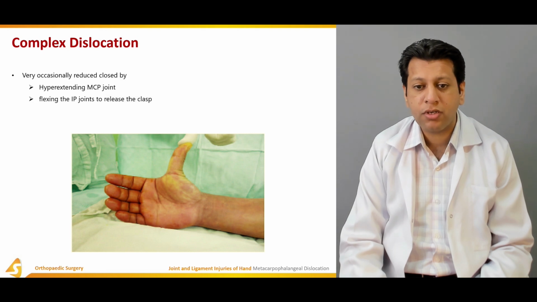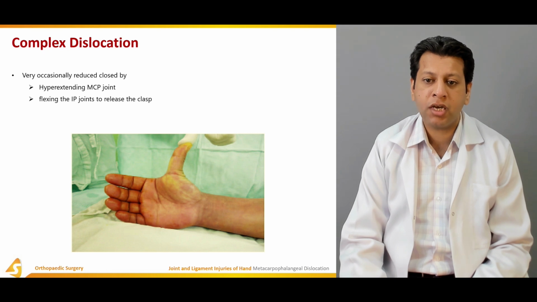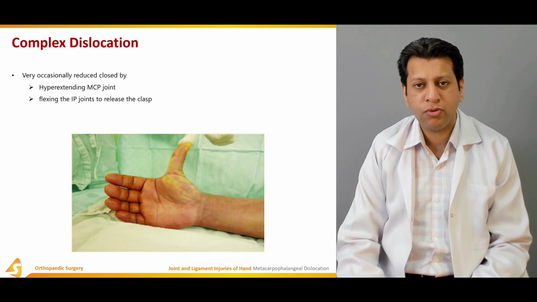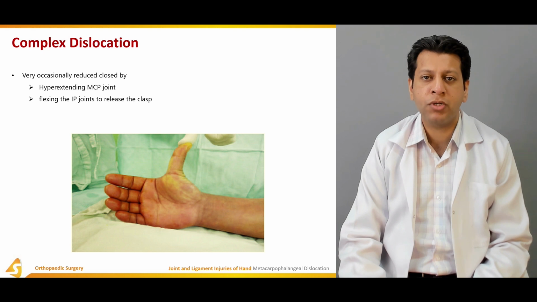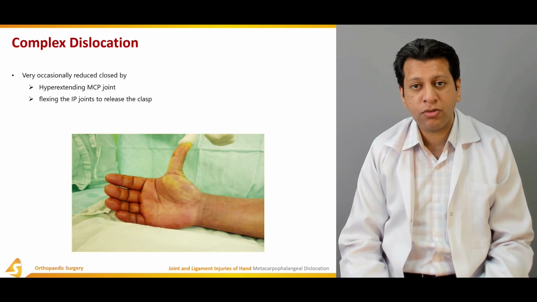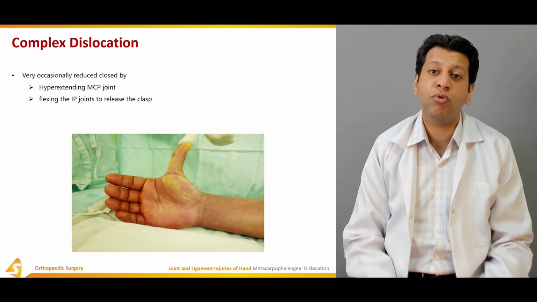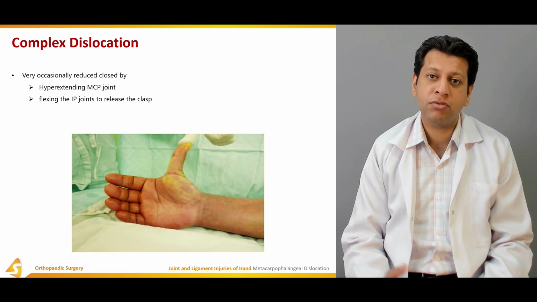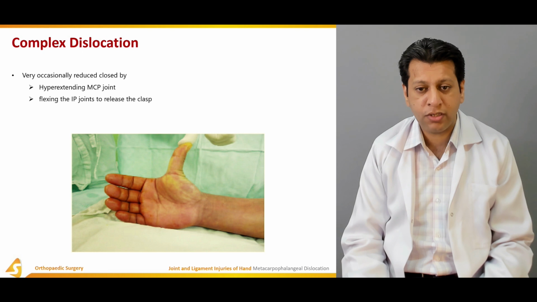And how do we reduce it? Well, very occasionally we have to reduce it by hyperextension of the metacarpophalangeal joint. Otherwise, most commonly, in any metacarpophalangeal joint dislocation, whether it's simple or complex, the first and foremost maneuver is always the attempt of closed reduction. If closed reduction is easily possible and the joint is completely reduced, well and good. If it's not, then we may have to open the joint and disengage the palmar plate out of the joint, so that we can reduce it back and use K-wires to stabilize the joint.